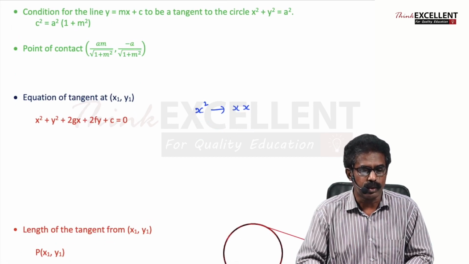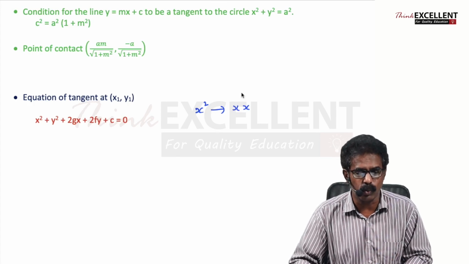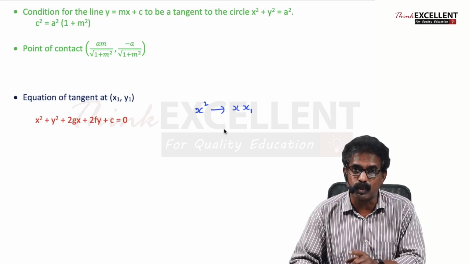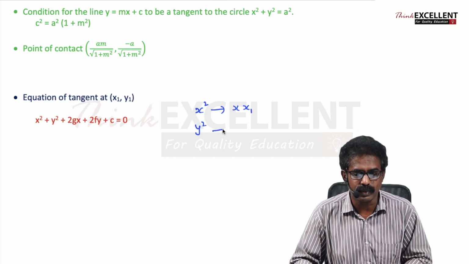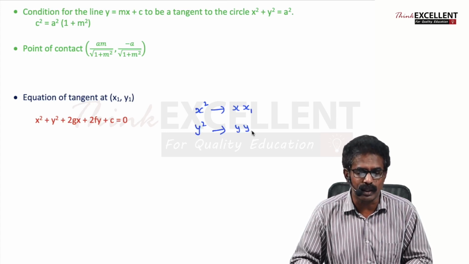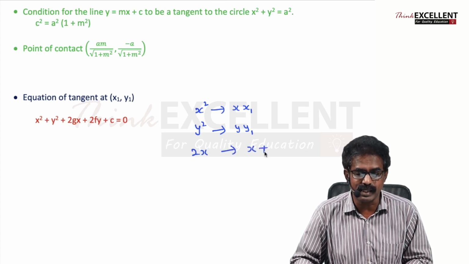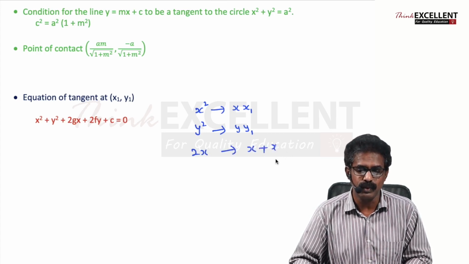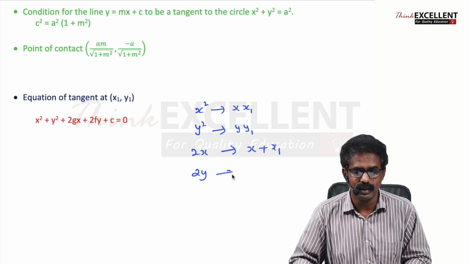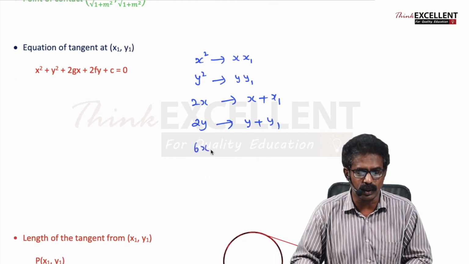So what's the method here? Wherever x square comes, you write it as x into x. x into x is x square, right? One x you leave, another x you make it as x1. So x square you write as x x1. Y square, can you tell me? Yes, y y1. y square is y into y, right? One y you write, another one you write y1. 2x, if you see 2x somewhere, it means x plus x. x plus x is 2x, right? So one x you write as it is, another x you write as x1. So tell me then 2y. Yes, y plus y1.